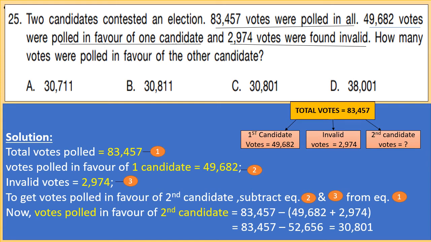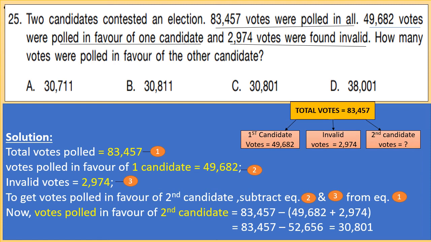83,457. Now these total votes should be the sum of the votes polled in favor of first candidate plus invalid votes plus the votes polled in favor of second candidate. So total votes are the sum of votes for first candidate, votes for second candidate and invalid votes. Now total votes given are 83,457. This is equation 1. Now votes polled in favor of one candidate is 49,682, equation 2, and invalid votes are 2,974.